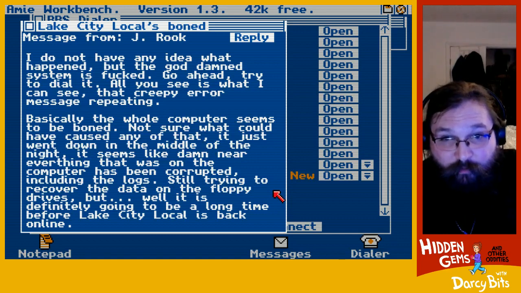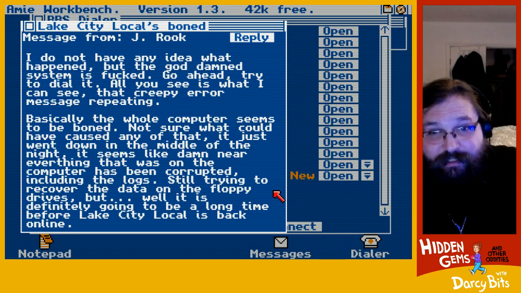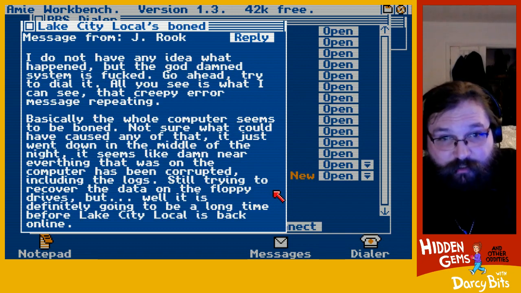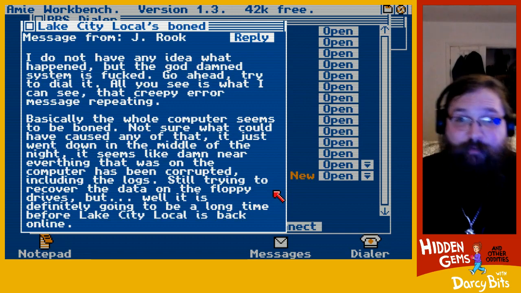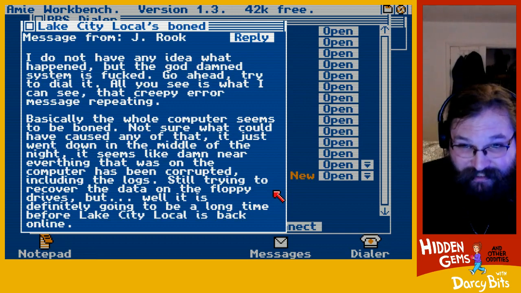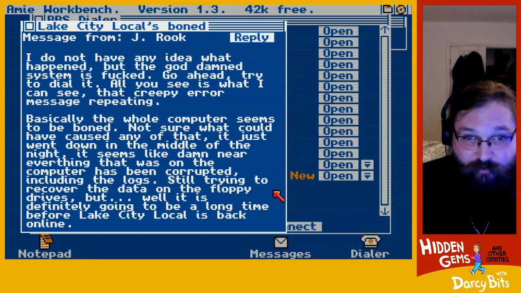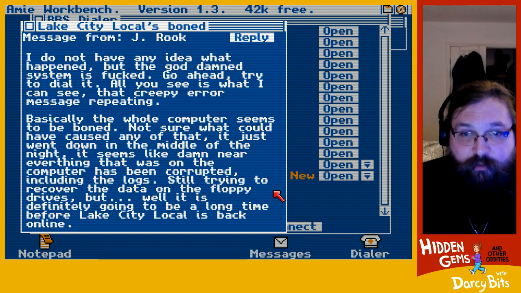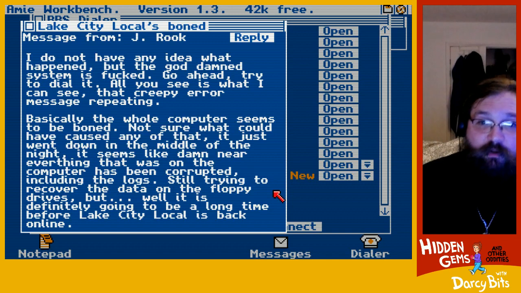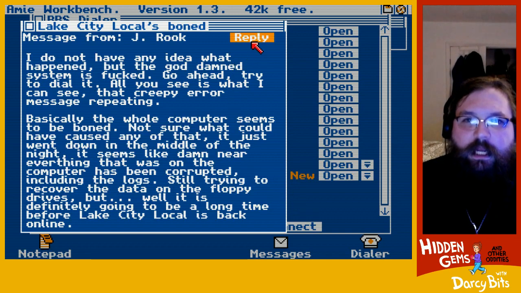It just went down in the middle of the night. It seems like damn near everything that was on the computer has been corrupted, including the logs. Still trying to recover the data on the floppy drives, but, well, it is definitely going to be a long time before Lake City Local is back online.